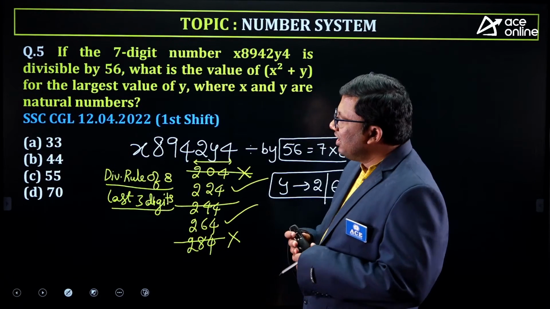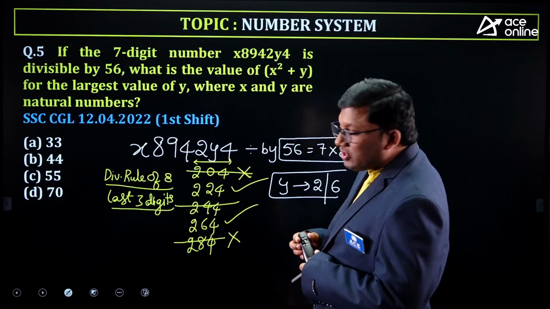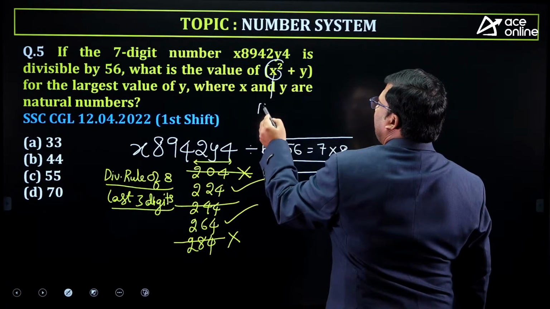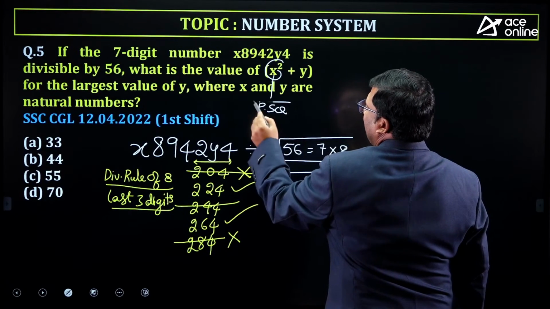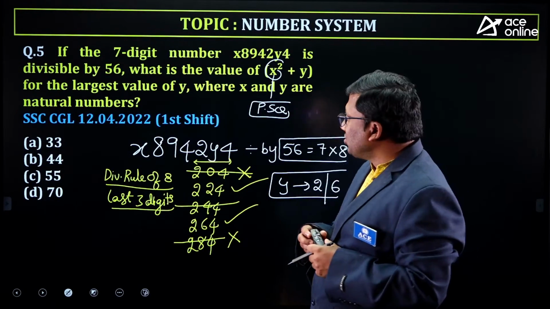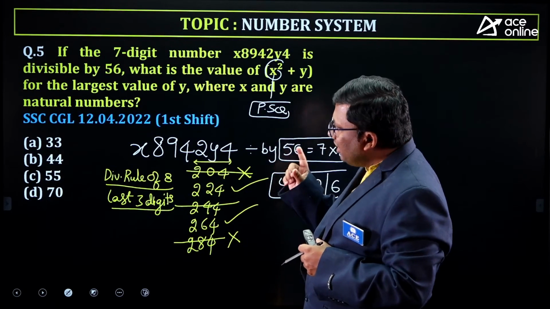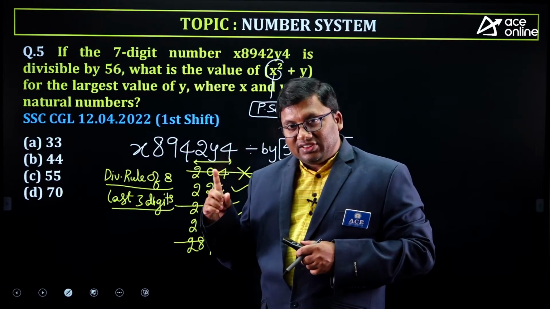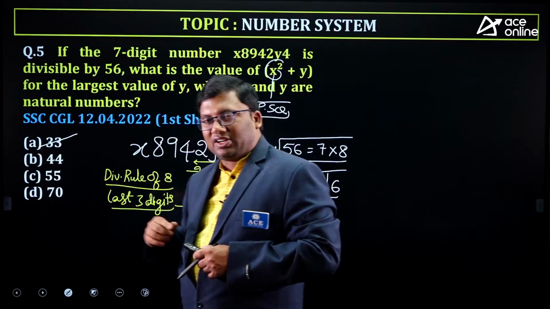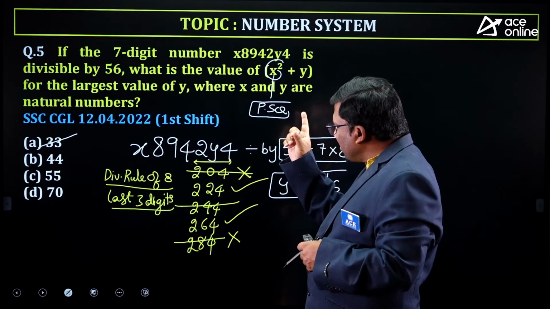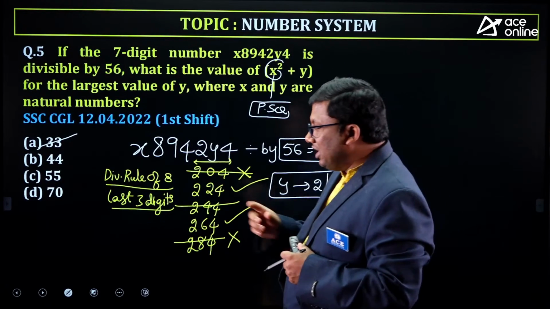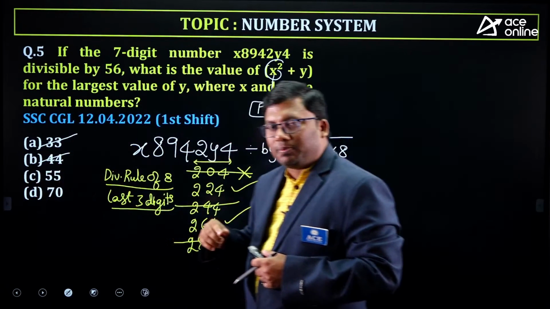Now if you see here, what is the value of x square plus y? X square is a perfect square. Now see, first option: x square plus 2 is 33, so x square is 31. 31 is not a perfect square. Second option: x square plus 2 is 44, so x square is 42. It is not possible.